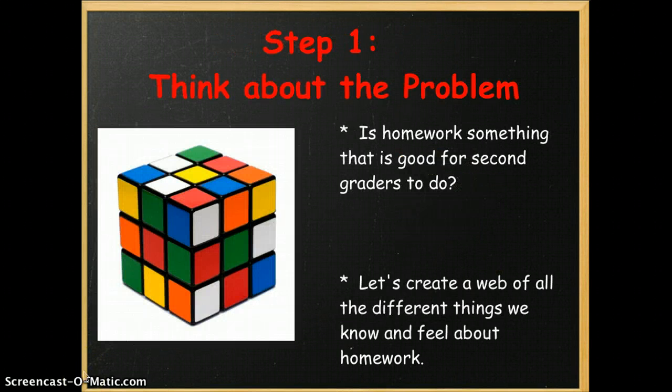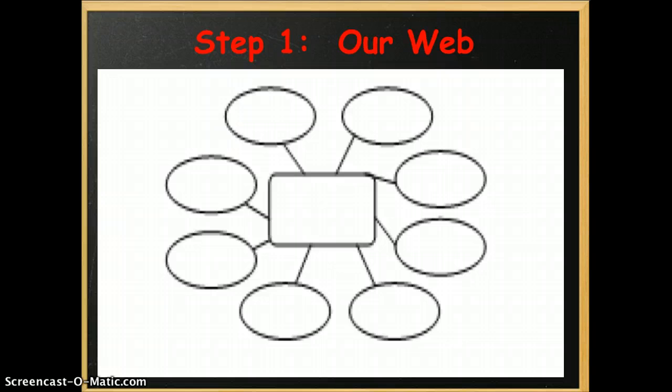Next, I would guide students through the 4 critical thinking steps. First, they need to be able to identify the problem. Our class is going to use this scenario, is homework good for 2nd graders to do, to model these steps. We will work together to create a web about our thoughts and feelings on homework. Students would help me fill out the web about homework. I would ask guiding questions to help students think about all sides and feelings with this issue.